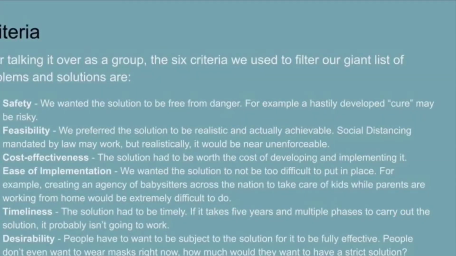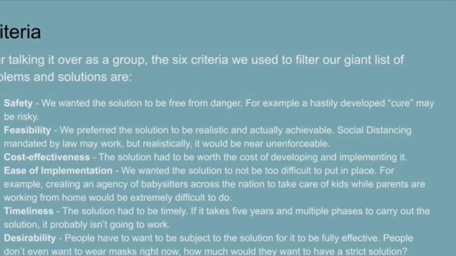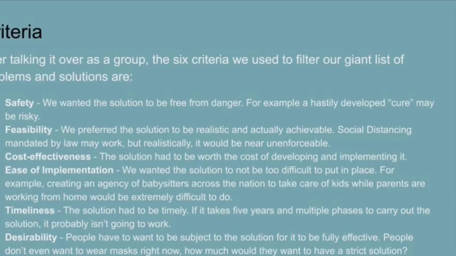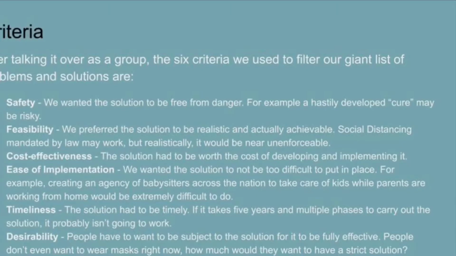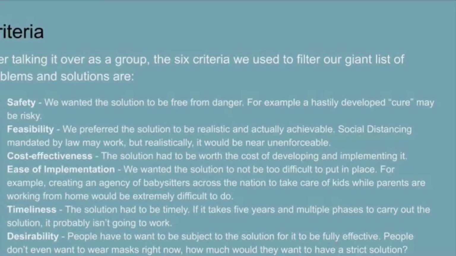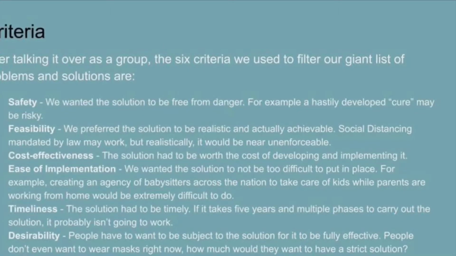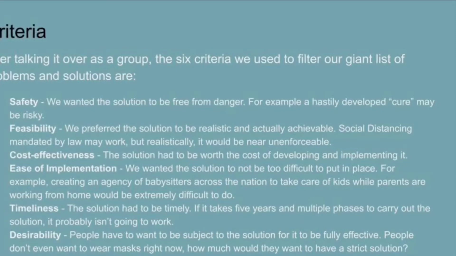After discussing it as a group, the 6 criteria we used to filter our giant list of problems and solutions are: 1. Safety. We wanted the solution to be free from danger. 2. Feasibility. We preferred the solution to be realistic and actually achievable. 3. Cost effective. We wanted the solution to be worth the cost of developing and implementing it.